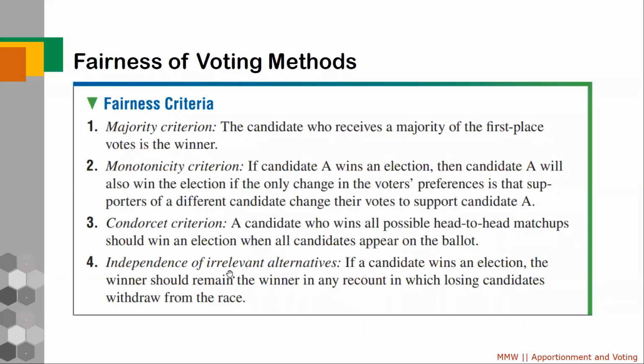Then we have independence of irrelevant alternatives. If a candidate wins an election, the winner should remain the winner in any recount in which losing candidates withdraw from the race. So if the candidate wins the election, the winner should remain the winner in any recount in which losing candidates withdraw from the race. Okay, so that's it for MMW.